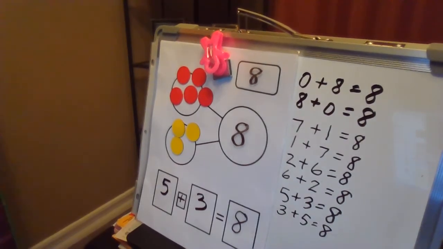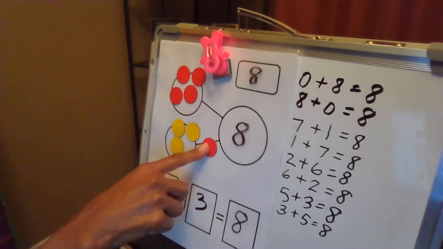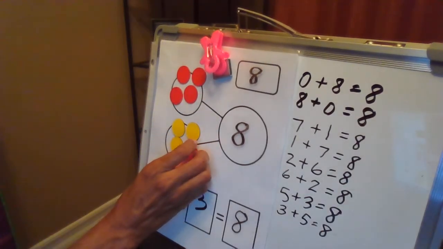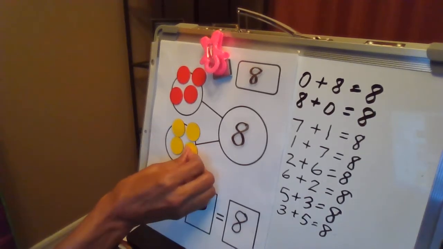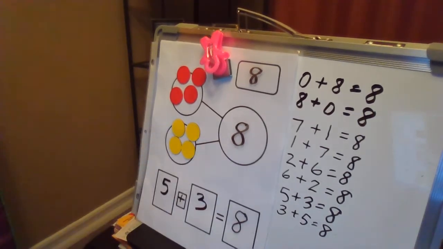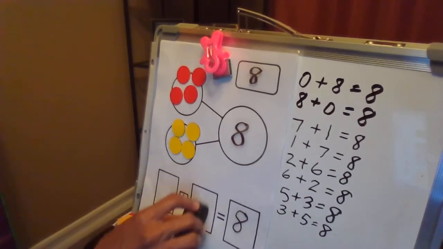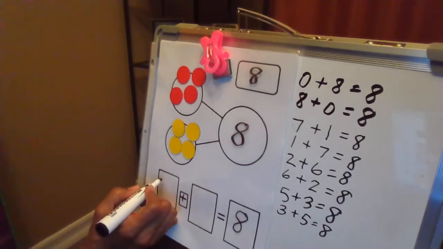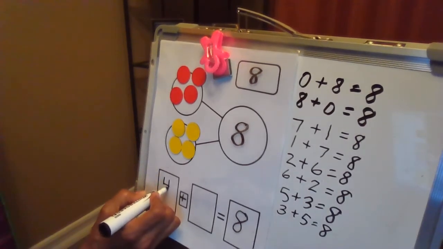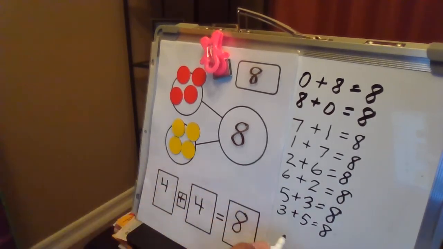Okay, next, I could move 1 down here. And what am I going to do with this counter? I'm going to flip it over. Now what is my number sentence? That's right. 4 plus 4 equals 8. We call that a double. You will learn that later on. So 4 plus 4 equals 8.